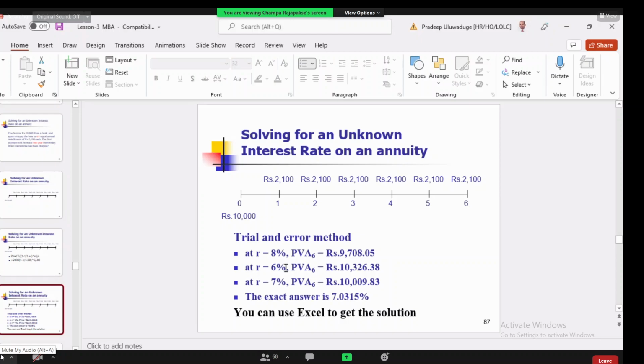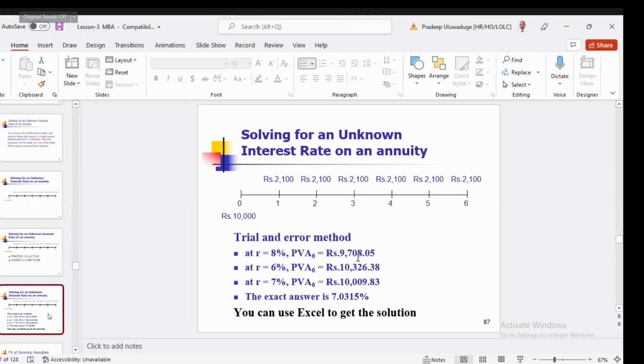That, madam, we have done. Yes, you can try 9% at the beginning and see the present value, and then you can decide. I'm sure you get a lesser present value than this amount because the interest rate is higher. So then you reduce to 8% and see.